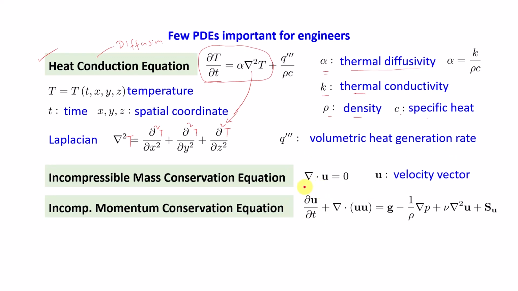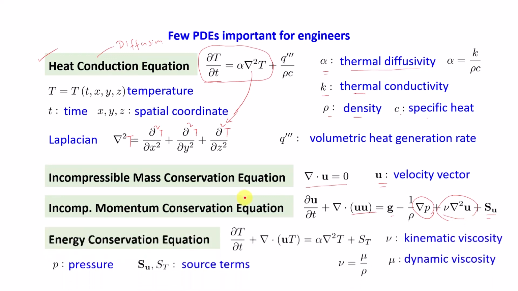Here this is del dot u, that is the divergence of u, the velocity vector of the fluid, and that is equal to 0 for incompressible mass conservation. Similarly, the momentum conservation is del u del t plus del dot uu is equal to g minus 1 by rho del p. This is the pressure. Then nu del square u, this is the viscous term, and there may be some momentum source.